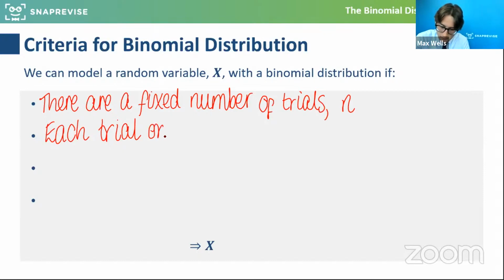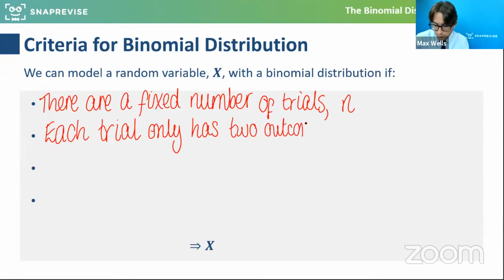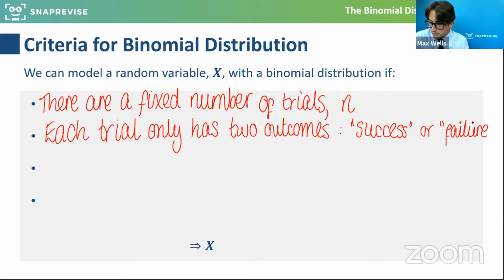So each trial only has 2 outcomes. Hence why it's binomial, 2 things, this one or this one, like the idea of binary or anything with 2 options. So each trial only has 2 outcomes for it to be this sort of distribution. And the easiest way to think of this is success or failure. The thing happens or it doesn't happen. It's one or the other. Otherwise, we'd have to use a different model. So this is for scenarios with win or lose, this or this. You can't have win, lose, draw. That wouldn't be a binomial.